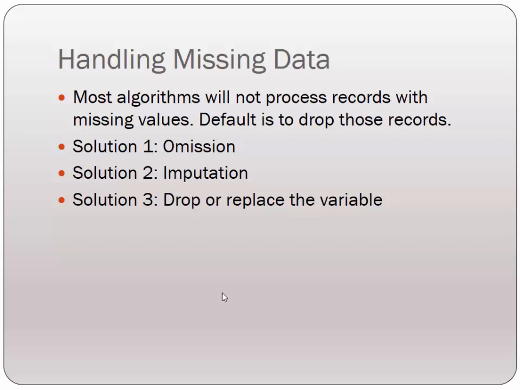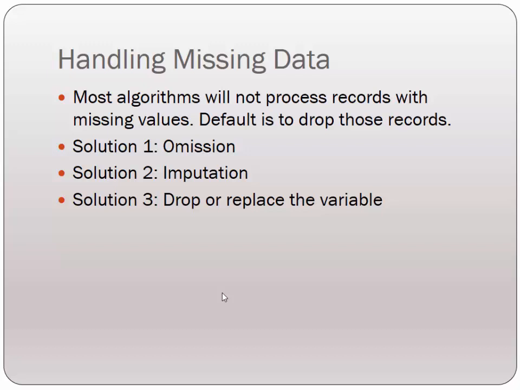And the second solution is imputing. That is, if it is a missing value, you come up with some value that you can put in there. Of course, it has to be reasonable. You can't just simply make things up. So there are several methods available for this imputation.